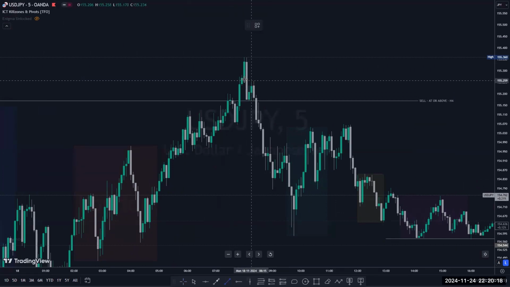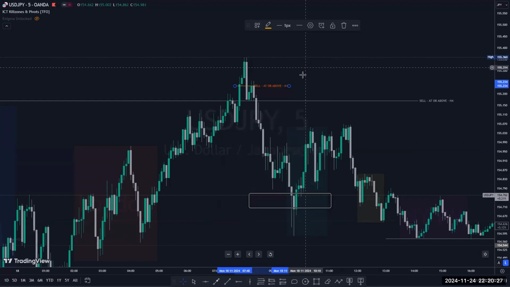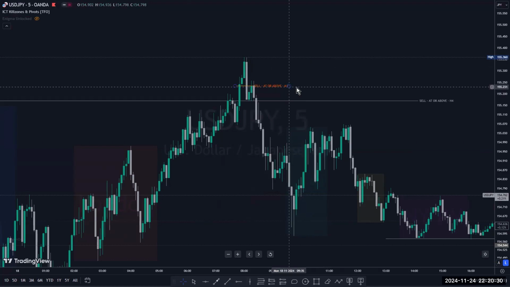So they are not retesting the fair value gap. They are retesting the lows that were previously broken. So this low that was previously broken, that's the low that they are retesting. Fair value gap is a hoax. It's a myth.